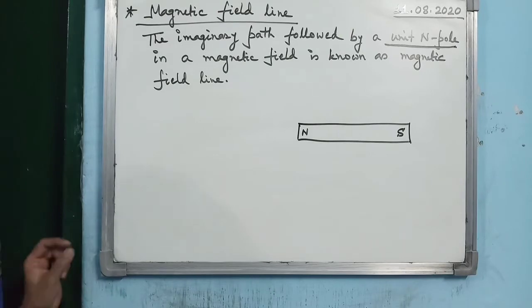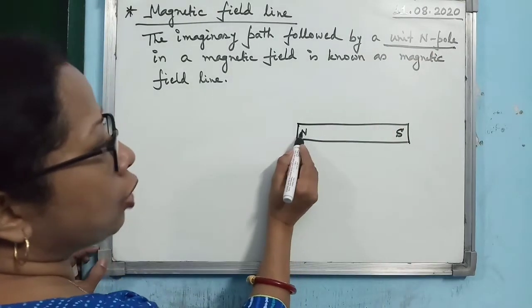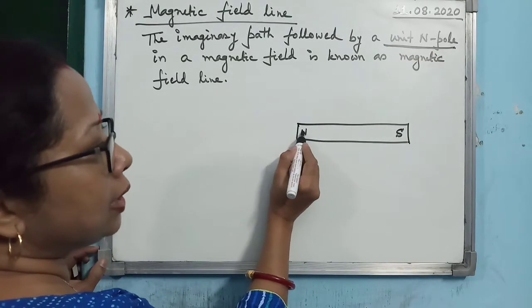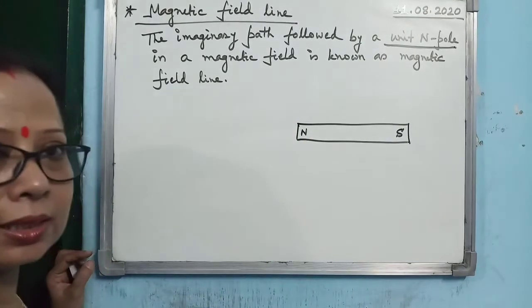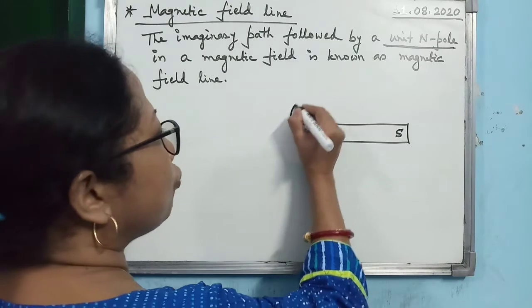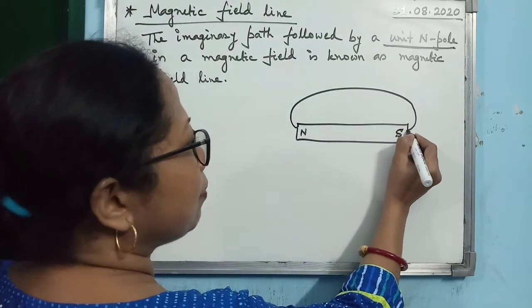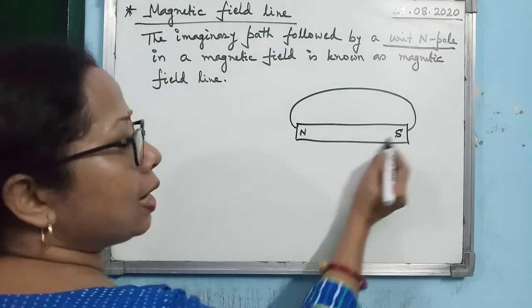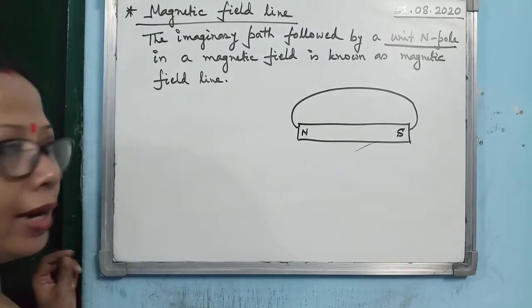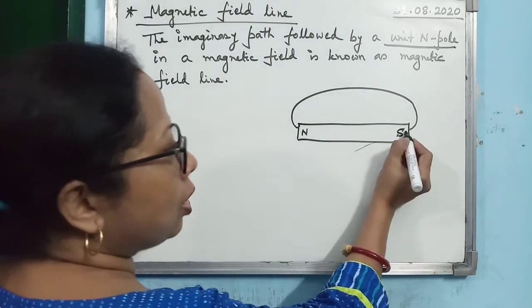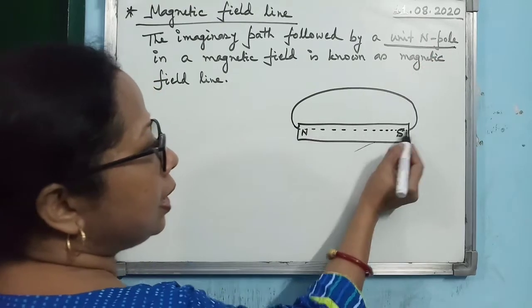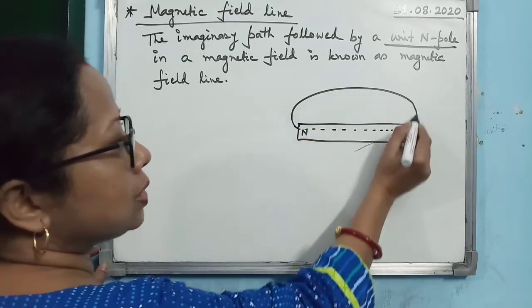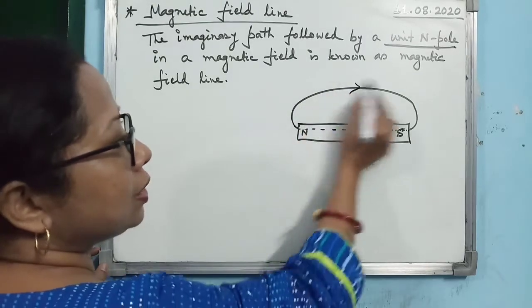Unit north pole. So you see, when you are keeping the north pole near this one, the north and north will repel each other, whereas north and south will attract each other. So you will see that it will follow a closed line like this. Now, instead of a bar magnet, if you take a solenoid, which is hollow inside, then inside the magnet the north pole will move from south to north. So you see, it is following this imaginary path.